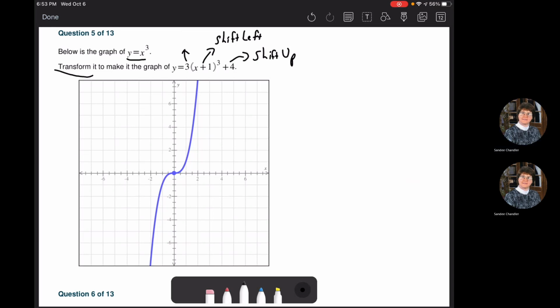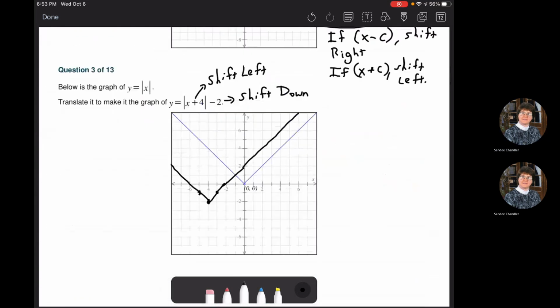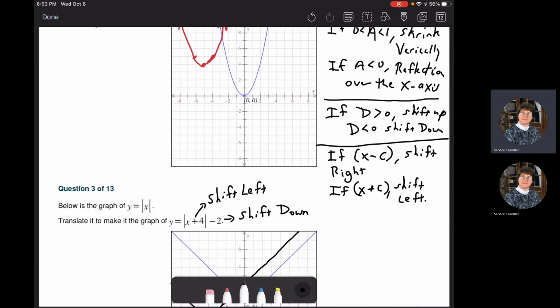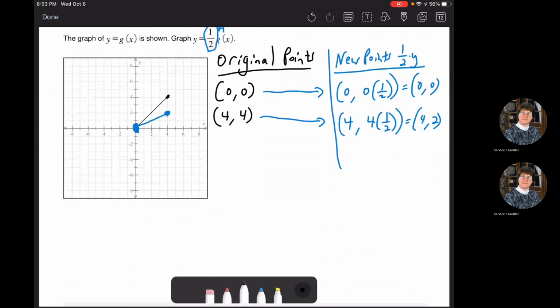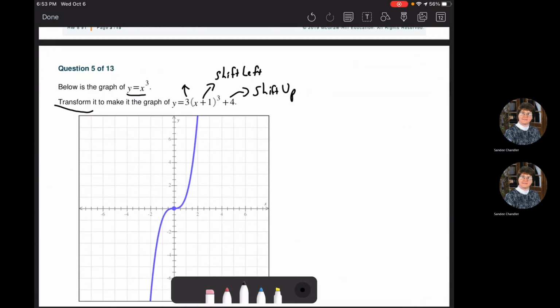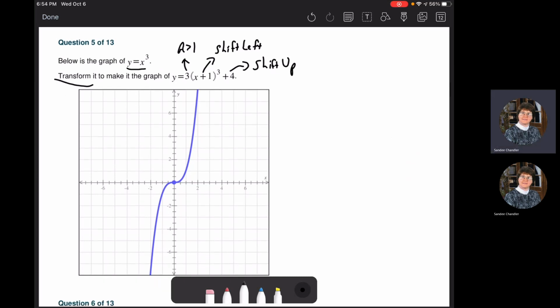That's our 3. 3 is A. Let's go back up here. 3 is A. A is 3. It's bigger than 1, so we're expecting a stretch vertically. And we know that we're going to multiply our y values by that A. Okay. Math is our friend. So, A is greater than 1. I'm just going to say that. All right. All right, here we go.